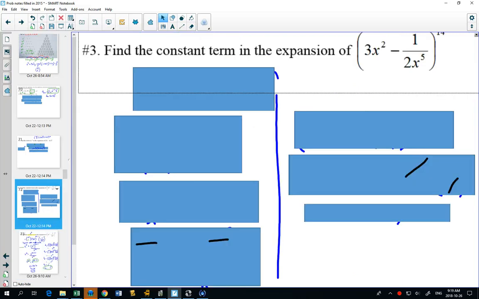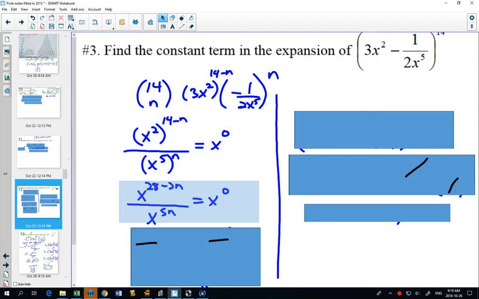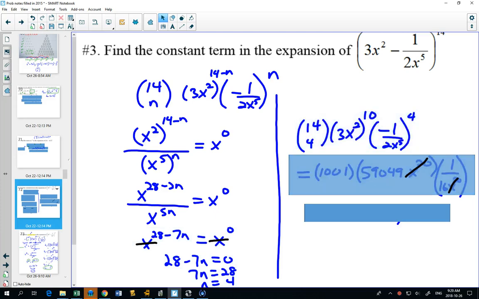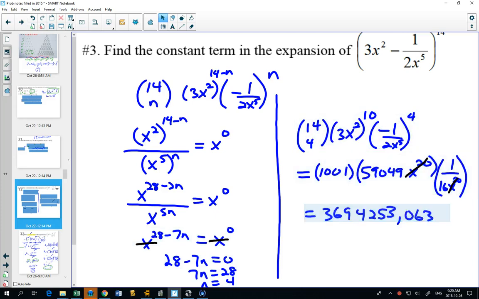Once we've found out which term it is, so here's the algebraic way, here's this solution for it. Once you find out that r is 4 or n is 4, this part here is what you would have to do in your notes. We need to actually find that constant term. Happens to be quite a small number, right? One of my favorite numbers, under 100 trillion.